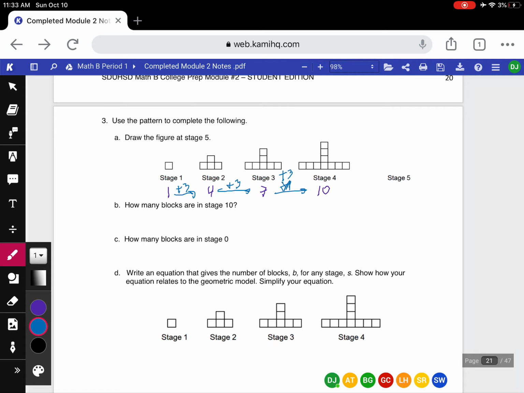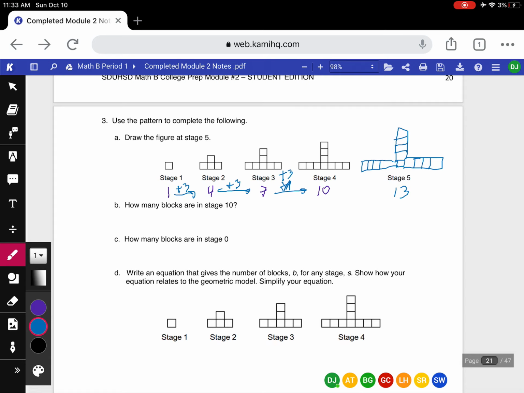So on stage 5, I have 10 here. I'm going to have 13 blocks, which means I'm going to have 1 in the center. And then from that, we are going to have 1, 2, 3, 4, 1, 2, 3, 4, 1, 2, 3, 4, for a total of 13 blocks. So it says how many blocks would be on stage 10?